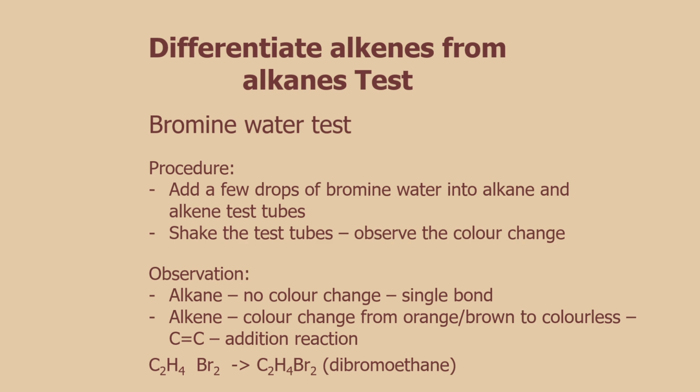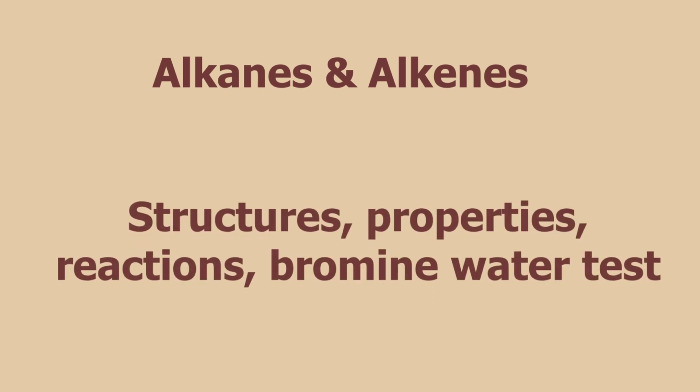Reaction with an alkene, for example ethene. C2H4 plus Br2 produces C2H4Br2. Dibromoethane is formed and the solution turns colorless. Why does this happen? Alkenes have a double bond between carbon atoms, allowing them to undergo addition reactions with bromine. Alkanes have only single bonds and do not react with bromine water under normal conditions.